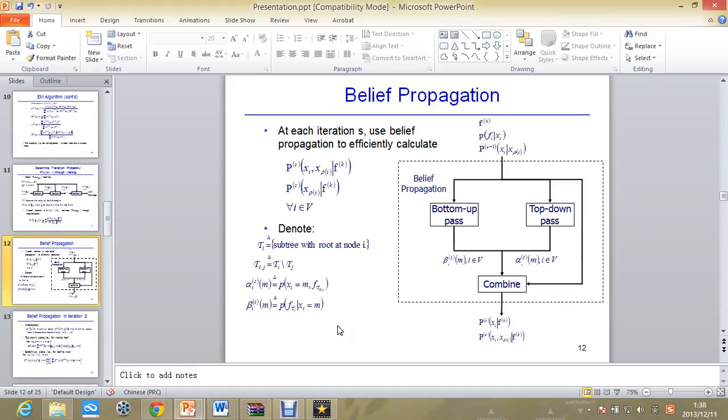And during this iteration, we need to use belief propagation to efficiently calculate these two parameters. Belief propagation is a message passing algorithm for performing inference on hidden Markov models. It calculates the marginal distribution for each unobserved node.